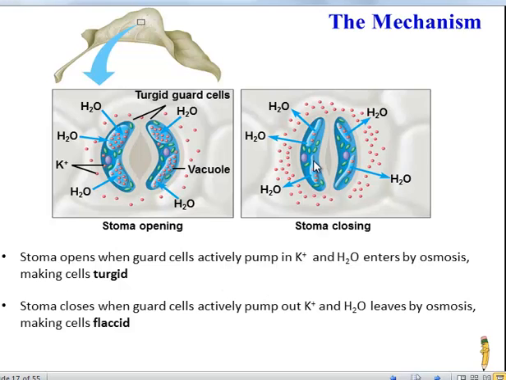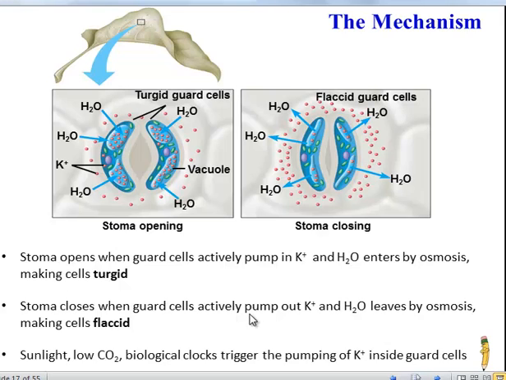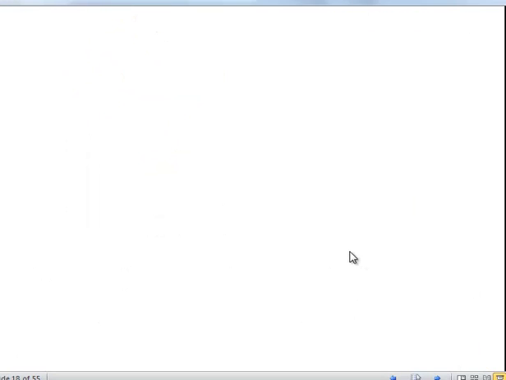Meanwhile, when they close, the potassium ions are actively pumped out. You can see there's tons of potassium ions outside. And that causes water to leave the guard cell by osmosis, and that makes the guard cells flaccid. And so now that they're not bent, they close the opening. And scientists think that there are a few cues for this. Sunlight, low carbon dioxide, and the biological clocks can all trigger the pumping in of potassium that makes the guard cells turgid and opens the stoma. And that concludes our investigation of important plant behaviors.